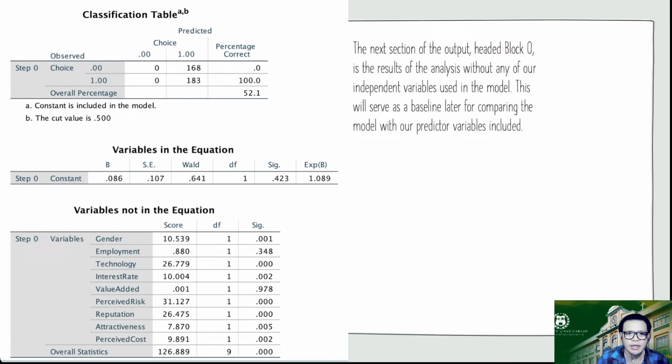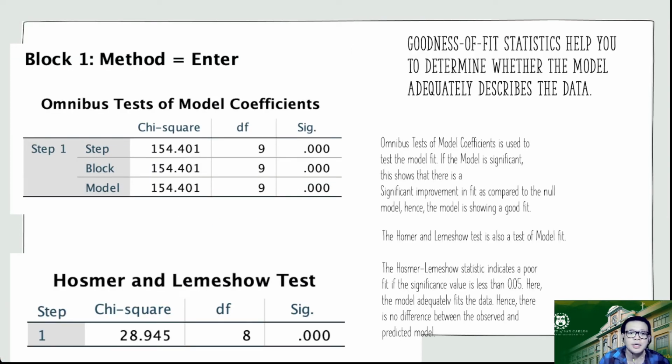Next is the classification table. You can see here that there are also variables not in the equation. This next section of output is headed Block 0, which is the result of the analysis without any of our independent variables used in the model. This serves as a baseline for later comparing the model with our predictor variables included. Now we have the goodness of fit statistics, which help you determine whether the model adequately describes the data.